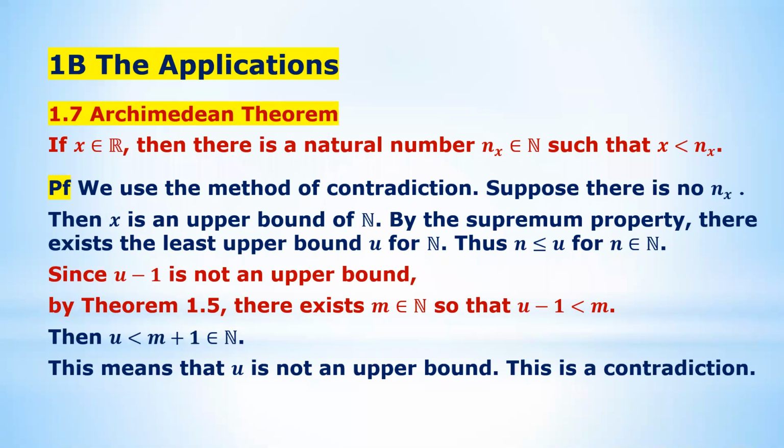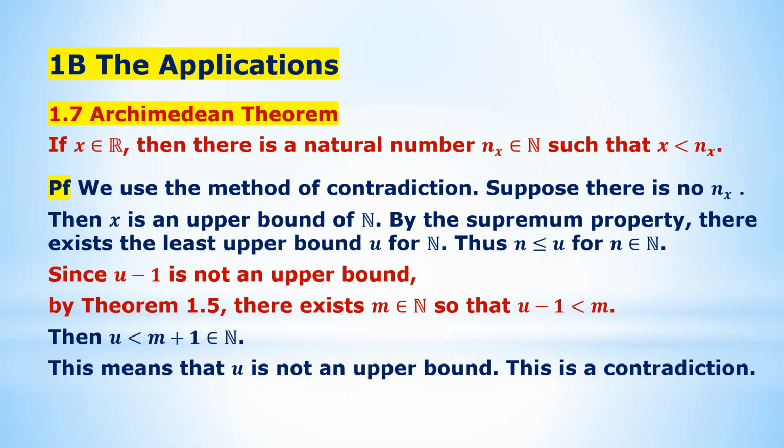So this will give you a contradiction, because n plus 1 will still be an integer. How come this integer is greater than its upper bound? That's impossible. So this contradiction shows that actually the theorem is true.